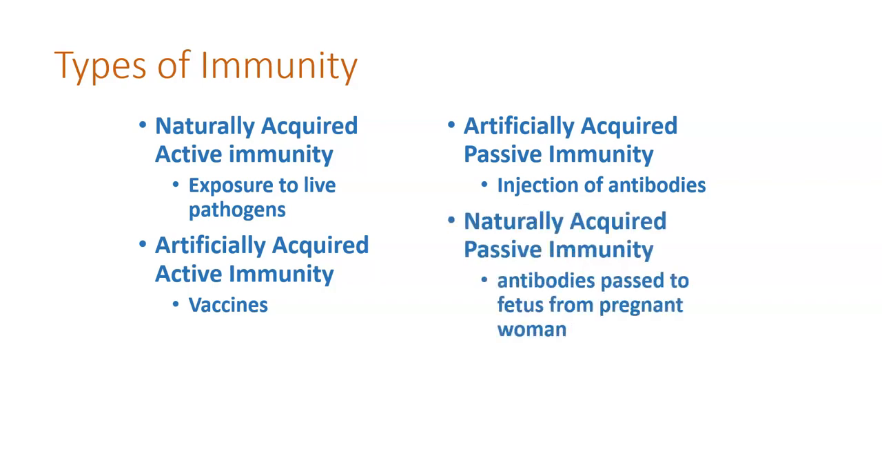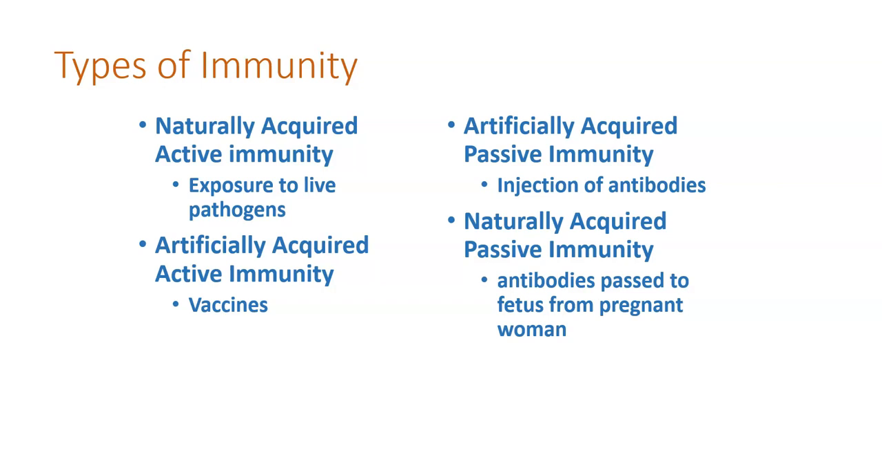The last type is natural passive. So antibodies being passed to a fetus from a pregnant woman. Add breastfeeding to this list. It's natural. Breastfeeding is natural. Getting pregnant is natural. Passive, it's not long term. They don't have memory cells.